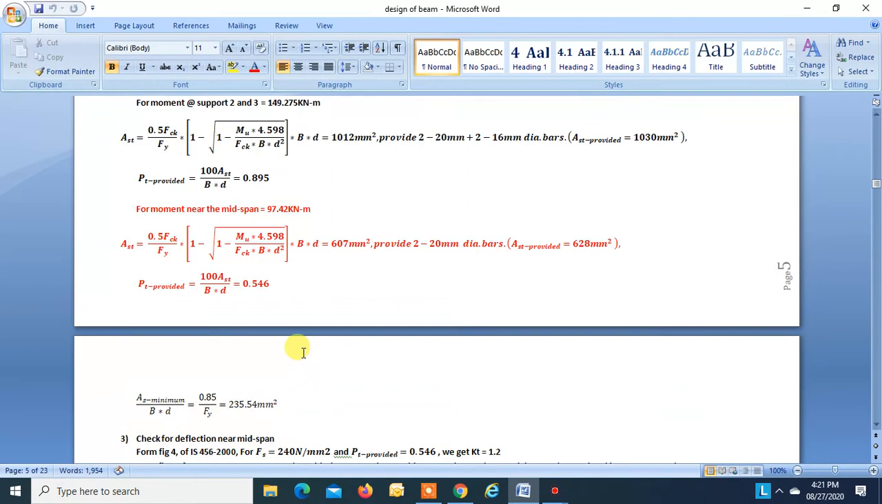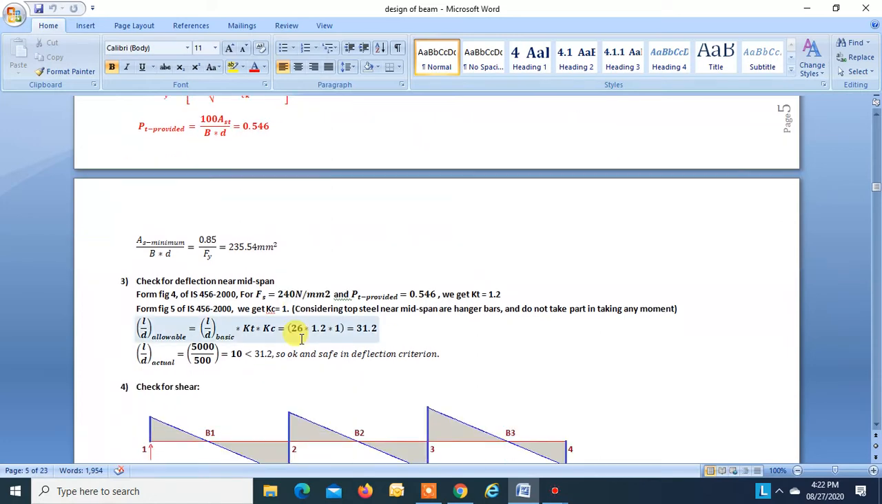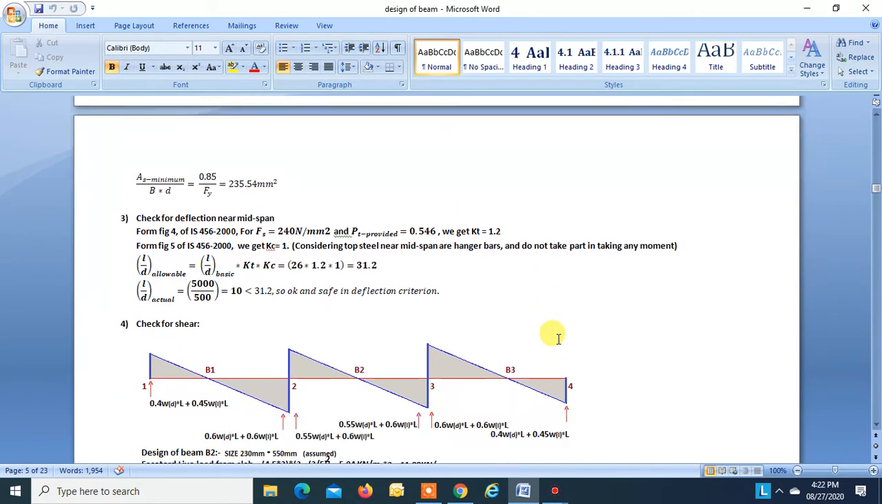Now, Ast minimum required turns out to be 255.54, and whatever Ast we have provided above is greater than this, so it's okay. Now, the next step is to check for deflection. We will check the deflection near the midspan.